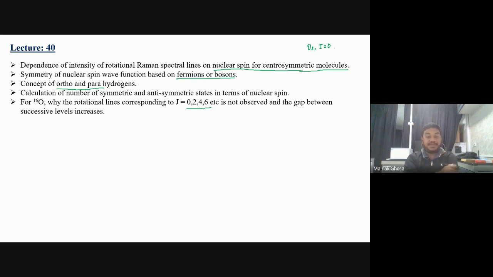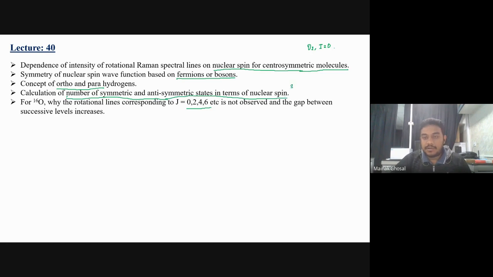So one is anti-symmetric. Okay. So using this concept, you can get an idea about ortho and para hydrogen. And also there was a small discussion on how to calculate the number of symmetric modes and the number of anti-symmetric modes in terms of nuclear spin.